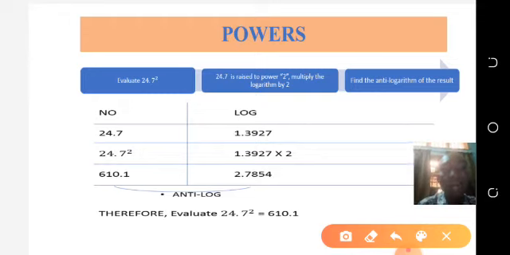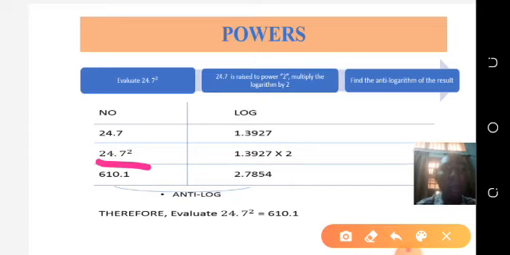You put the number on the left-hand side and you put the logarithm on the right-hand side. The number there is 24.7. When you check the logarithm table, the characteristic of the whole number, which is 24, is 1. And when you check 24 under 7, you get 3927. And like I said, the second step is to multiply whatever you have by that power. We have got the logarithm of 24.7, which gives us 1.392.